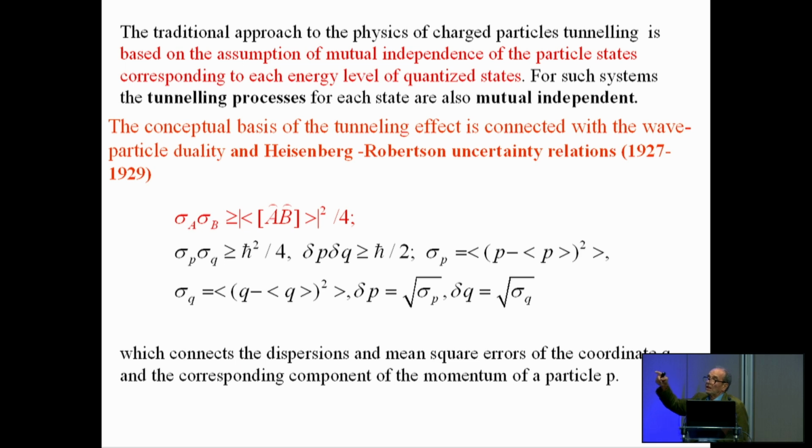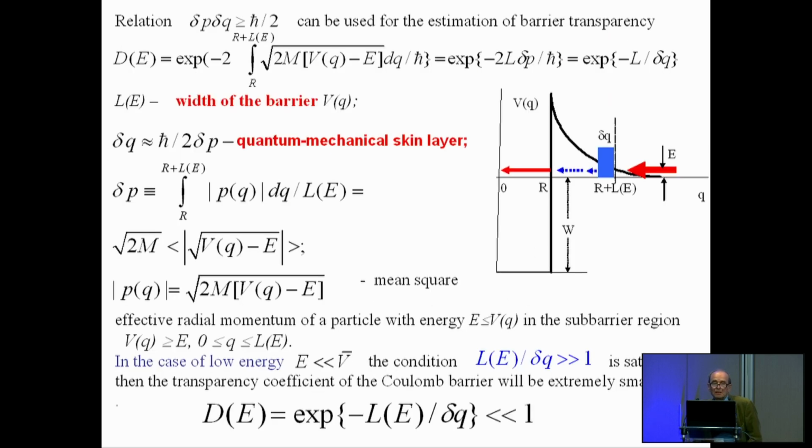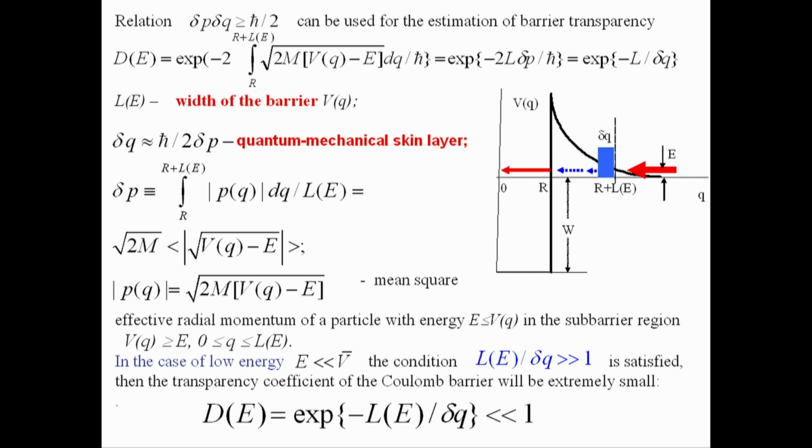For example, the product of fluctuation of coordinate and pulse, or energy and time, and so on. Very simple result. But this result is related to the not coherent state, if there is absent a fixed phase relation between the different eigenfunctions. If we use this traditional Heisenberg relation, it is possible to calculate the probability of the tunneling effect by this formula. It is very simple.